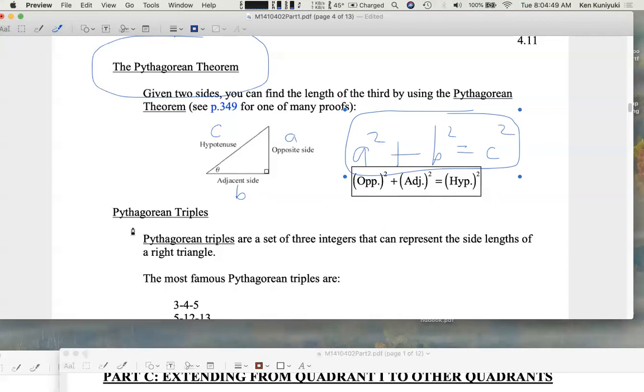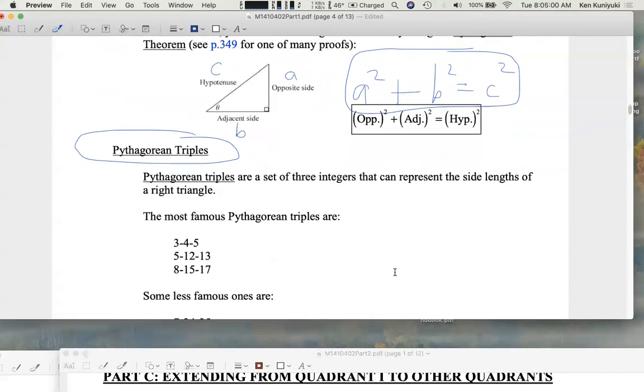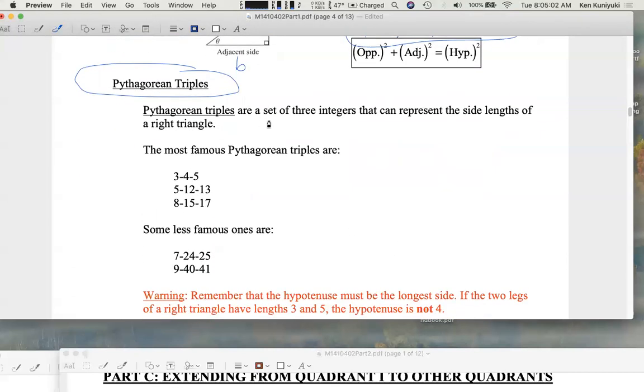Okay. Now, when you apply the Pythagorean Theorem, it's helpful to remember the Pythagorean triples. In fact, if you know these Pythagorean triples, you won't have to crank through this. The Pythagorean triples are a set of three integers that can represent the side lengths of a right triangle. The most famous one looks like this.